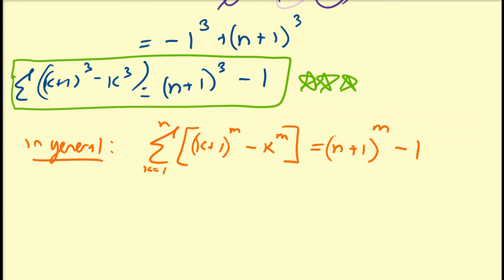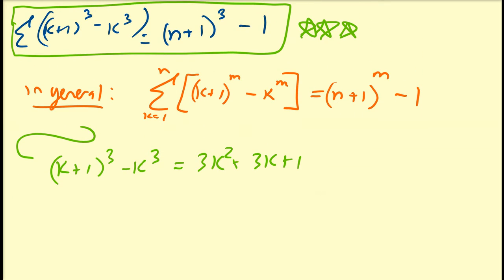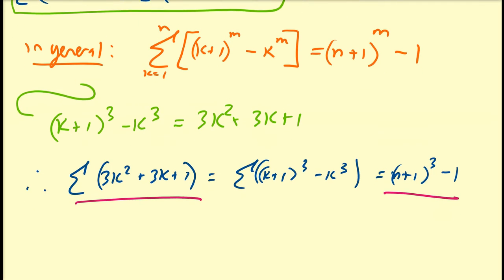Alright, so let's go back to our main focus. We already showed that (k+1)^3 minus k^3 must be equal to 3k^2 plus 3k plus 1. If that is true, then the sum across all of these values must also be the same. So the sum of 3k^2 plus 3k plus 1 must be equal to the sum of (k+1)^3 minus k^3, and we've already shown that that's equal to (n+1)^3 minus 1. So now we're going to work on that equation directly.